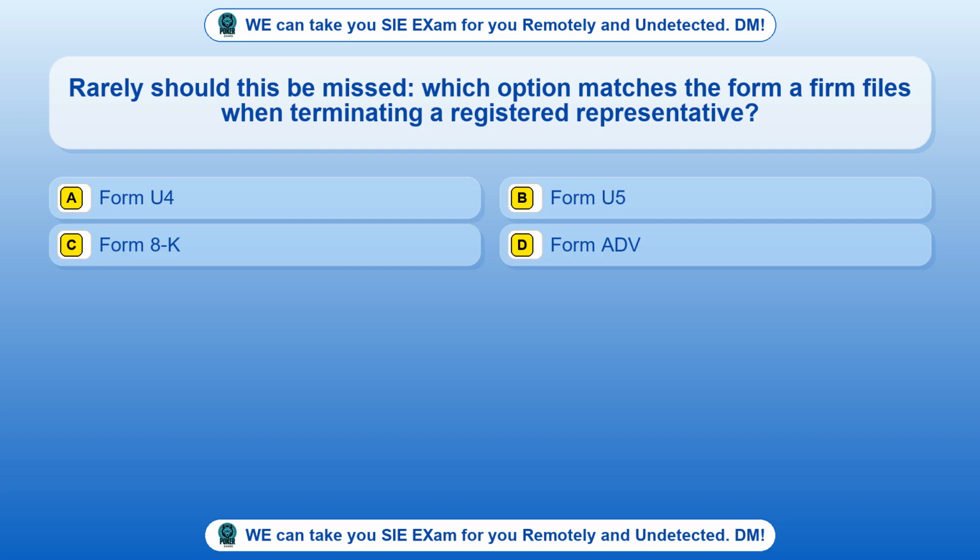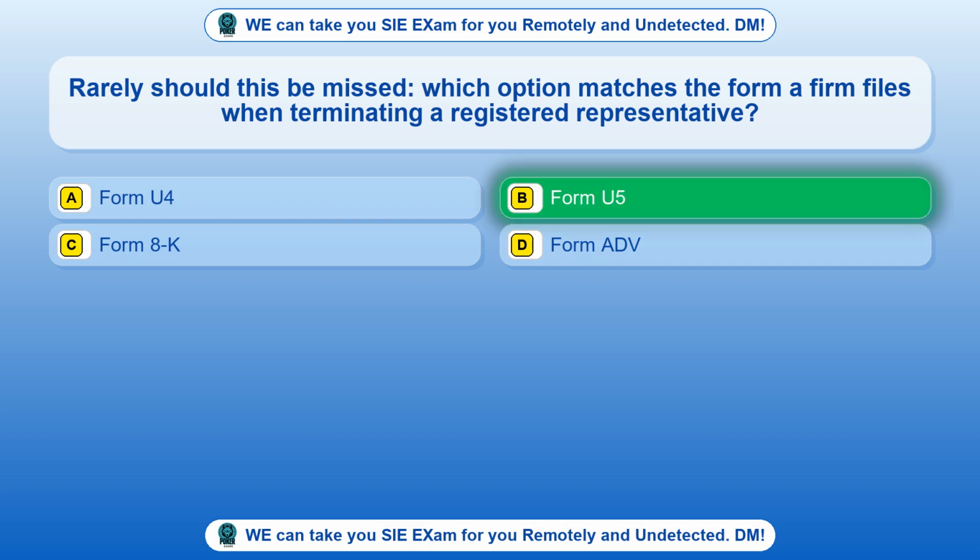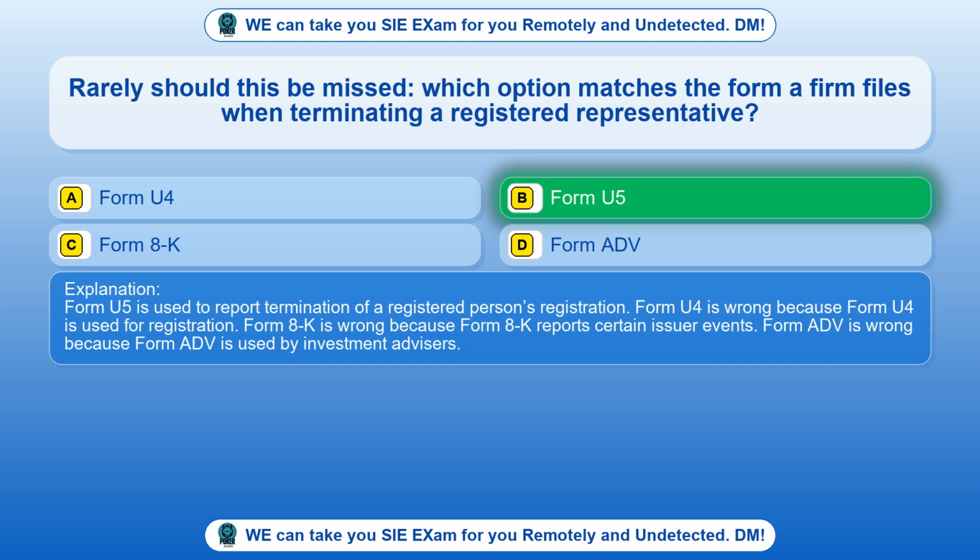Option A, Form U4. Option B, Form U5. Option C, Form 8K. Option D, Form ADV. The correct answer is option B, Form U5. Form U5 is used to report termination of a registered person's registration.